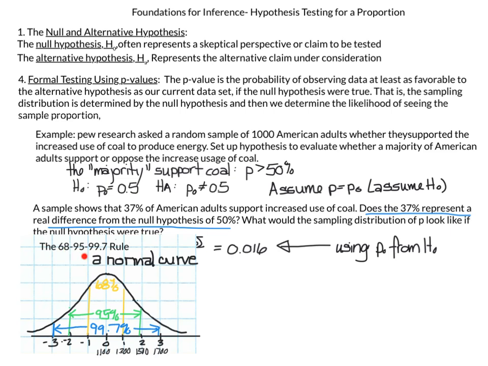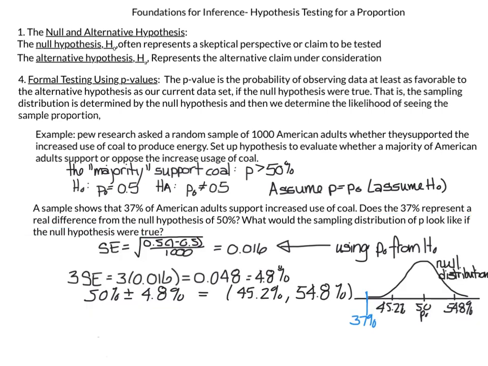Now this is my big chance. I'm going to use the 68, 95, and 99.7 rule, which says that 99.7% of our sample distribution is going to fall between -3 and 3 standard deviations. So now 3 standard errors is 3 times the standard error, which is 0.048, which is 4.8%. So if I add and subtract 4.8% to 50%, on my lower end I get 45.2% and 54.8%.